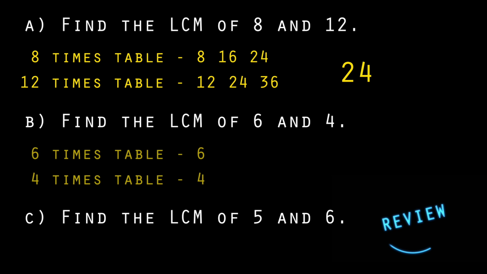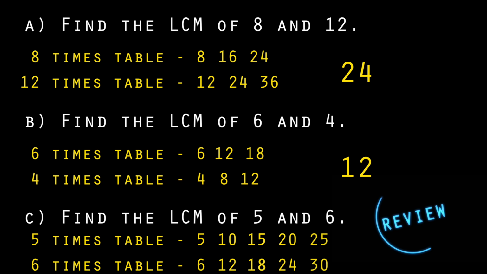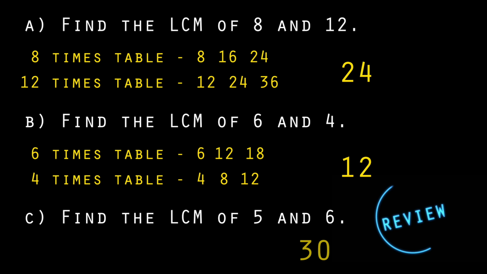For B, we have 6 and 4, 12 and 8, 18 and 12. Now we've already had 12, so 12 is the lowest common multiple. And finally for C, we have 5 and 6, 10 and 12, 15 and 18, 20 and 24, 25 and 30, 30 and 36. And that's a match for 30, so 30 is the lowest common multiple.